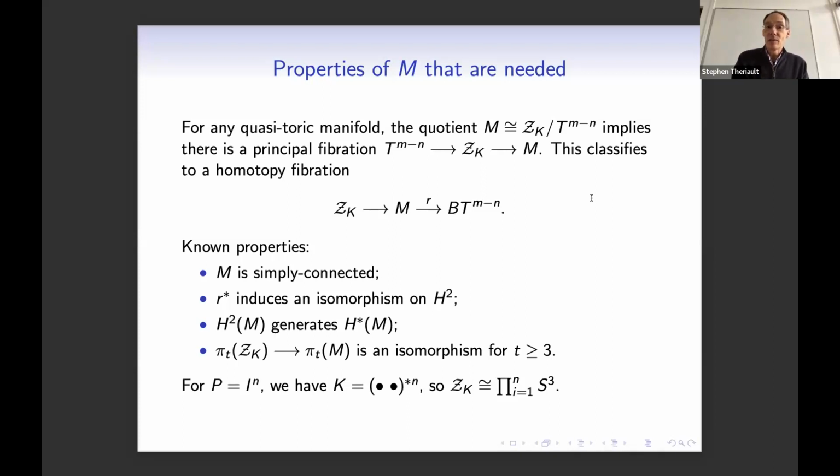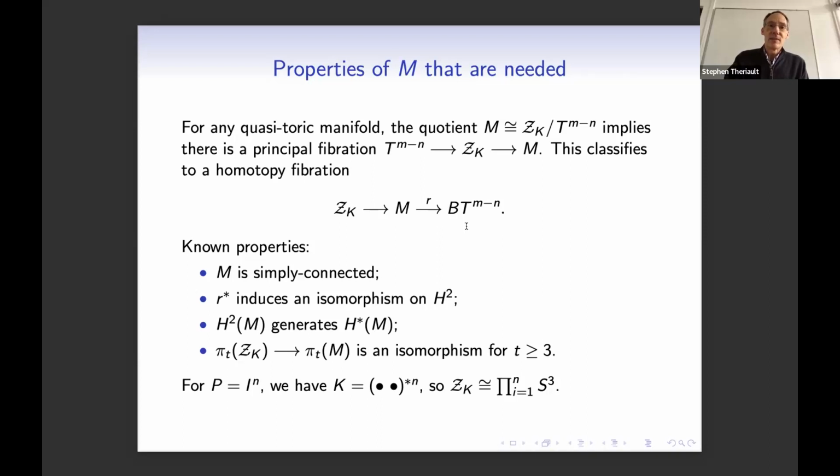One is that the moment angle complex is two connected, and that immediately implies from this fibration that M, the quasi-toric manifold, is simply connected, and the map from M into the classifying space of the torus induces an isomorphism in degree two cohomology. Something you can't read off right away, but which is true, is that the degree two cohomology of the quasi-toric manifold generates all its cohomology. There's also some relations, all right? I won't go into the explicit description of the cohomology of the quasi-toric manifold, but you can write it down. But the main point for us is that all of the cohomology happens in even degrees. So as a CW complex, this quasi-toric manifold has cells only in even dimensions.